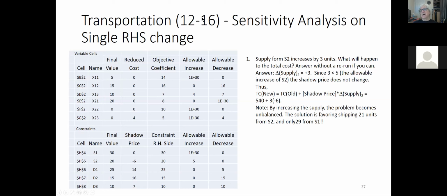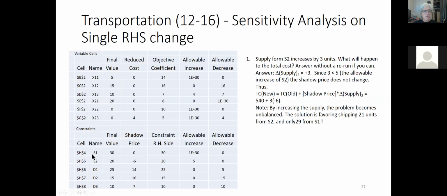So let's assume that the supply from source number 2 increases by 3 units. What will happen to the total cost? Single change. Only one constraint right-hand side is changing. That's only an introduction to the simultaneous changes.